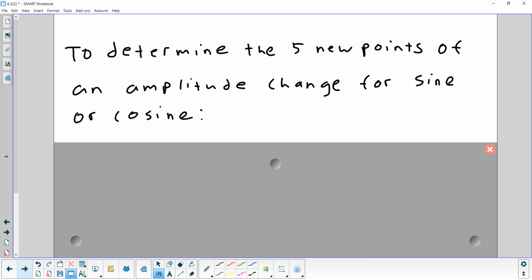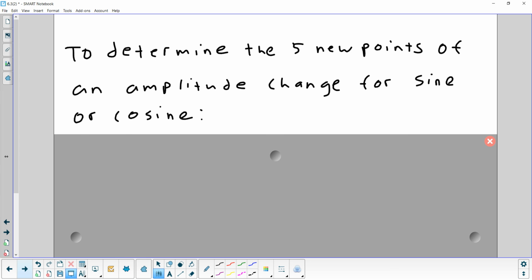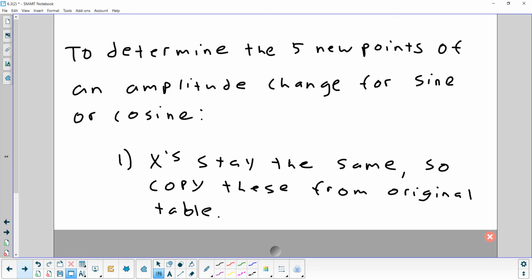Okay, that's pretty straightforward. So let's start to think a little bit about what's going to happen. When you do an amplitude change, you're stretching and compressing the graph vertically. What values are not affected by stretching and compressing something vertically? Think about what's going to change and what wouldn't change. I want to know what's not affected. Yeah? The x values. So the x values are going to stay the same.